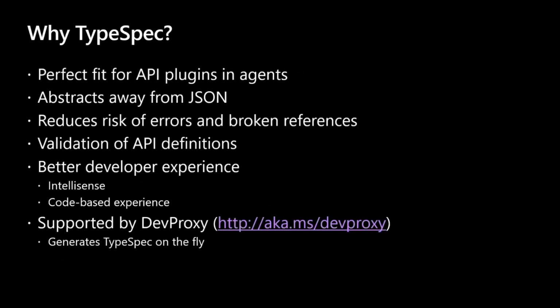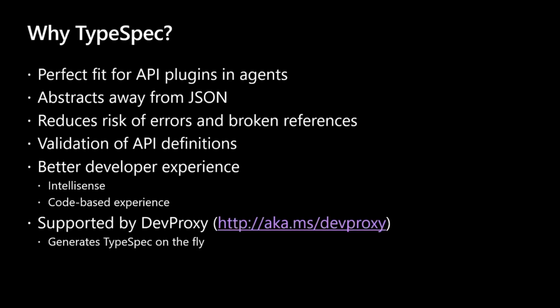Now, from the declarative agents point of view, we can use TypeSpec to easily define declarative agents, which can also consume external API plugins. And you can have an abstraction from the JSON file that we used to create declarative agents in the past. And you can simply write code, which can even be checked from a syntax point of view to avoid any error or any issue. You can validate the definition of your API when you define it with TypeSpec. And you can have IntelliSense in Visual Studio Code, for example, when you write those definitions of agents.